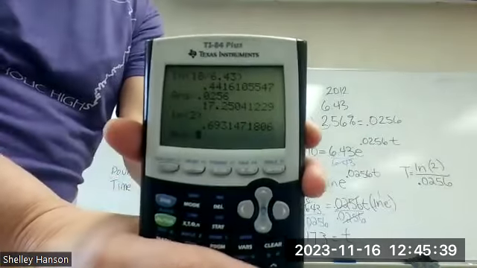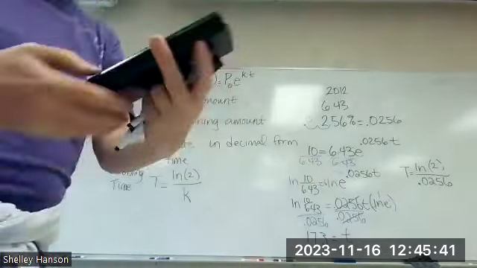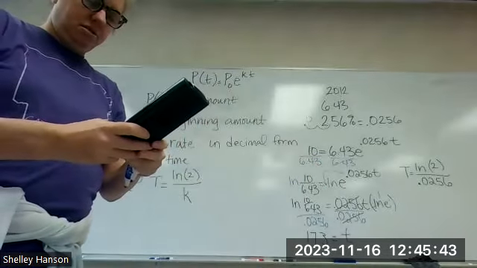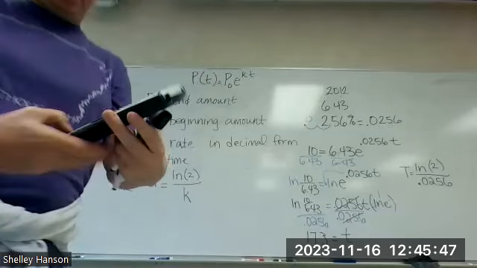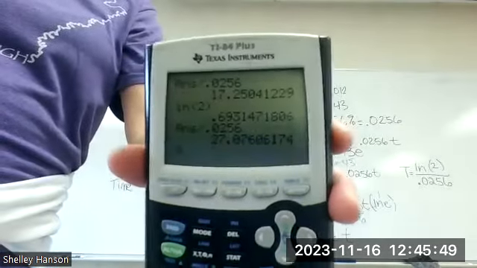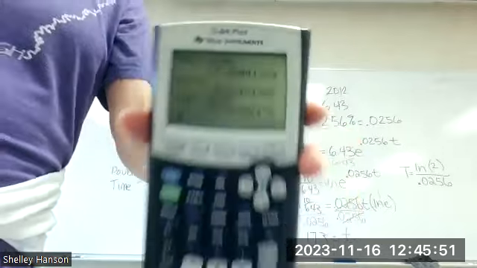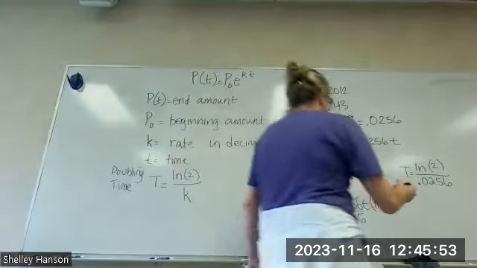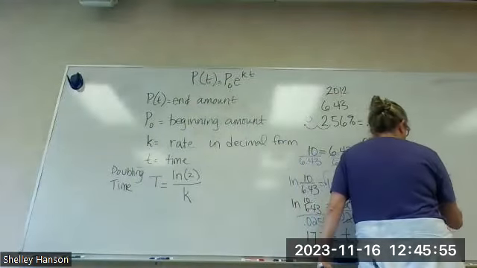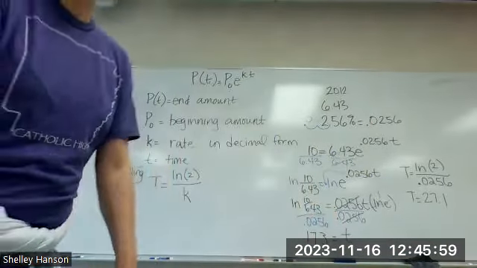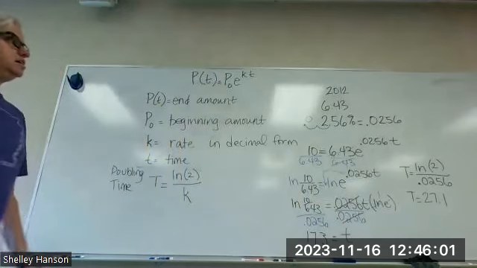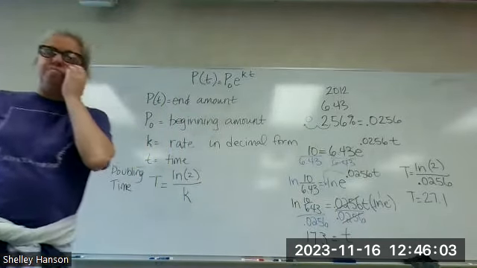So divided by 0.0256. And round that to 1 decimal place. So mine's 27.07. So I'm going to round it to 27.1. That is how long the population will take to double if it's growing at 2.56%.